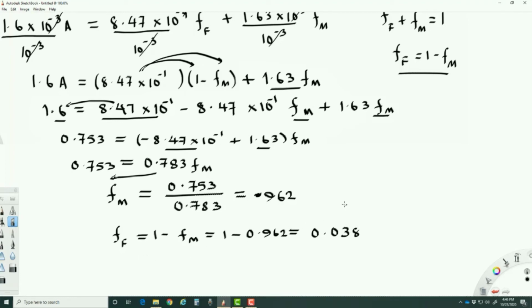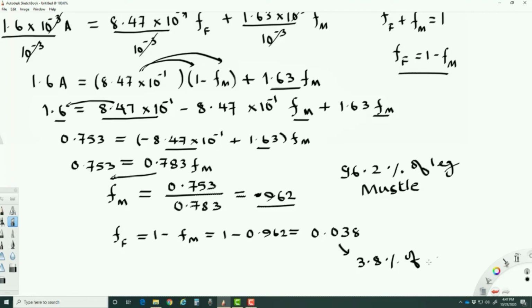So the fraction of fat is that. If you convert this to percent, it would be 96.2% of the leg is muscle, and converting this to percent would be 3.8% of the leg is fat. Okay, so that's what you need to find.